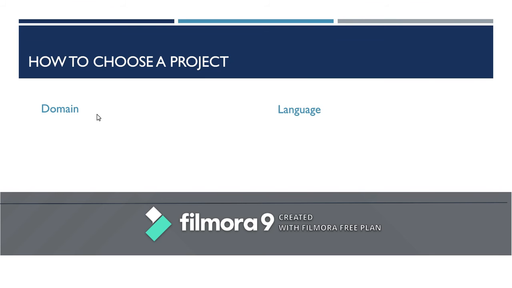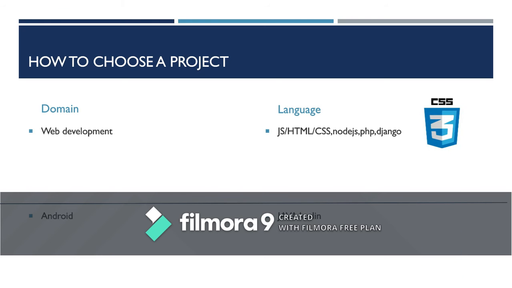There is the domain and the language. We are going to see two domains, web development and Android. For languages we have JavaScript, HTML, CSS, Node.js, PHP, and Django. And for Android you have Java and Kotlin. So this is CSS, this is Node.js, and this is JavaScript. And this is Java and Kotlin.